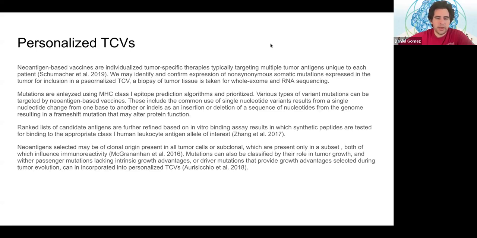Neoantigens selected may be of clonal origin and present in all tumor cells, or subclonal, which are present only in a subset, both of which influence immunoreactivity. Mutations can also be classified by their role in tumor growth: passenger mutations lacking intrinsic growth advantages, and driver mutations that provide growth advantages, selected during tumor evolution and incorporated into personalized TCVs.